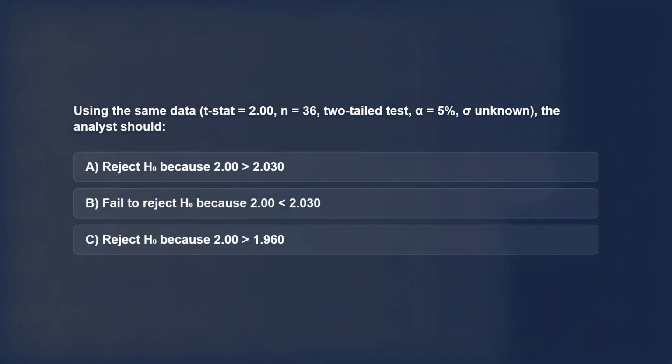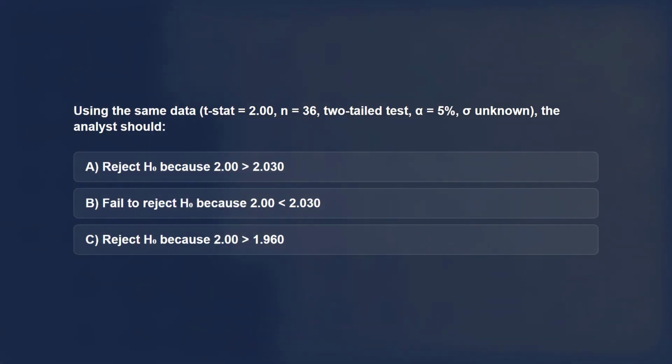Second exam question, this one tests the T versus Z trap directly. Using the same data, T-stat equals 2, N equals 36, two-tailed test at 5% significance. The analyst should: A. Reject H0 because 2 is greater than 2.03. B. Fail to reject H0 because 2 is less than 2.03. C. Reject H0 because 2 is greater than 1.96. Pause to work it out.